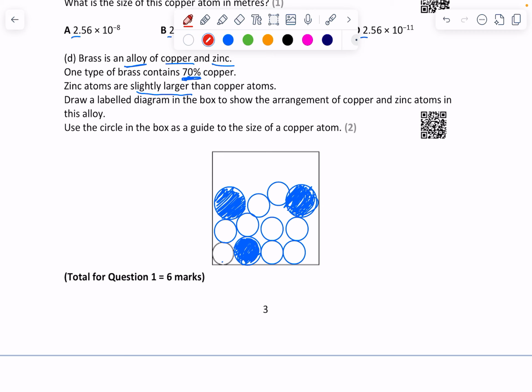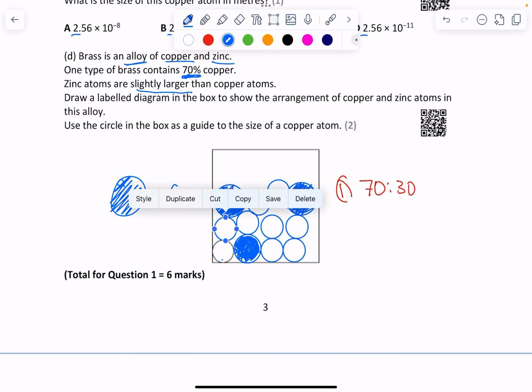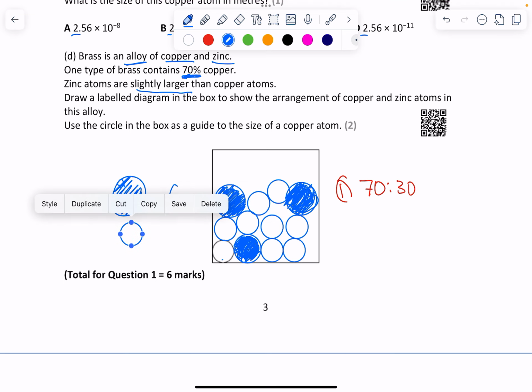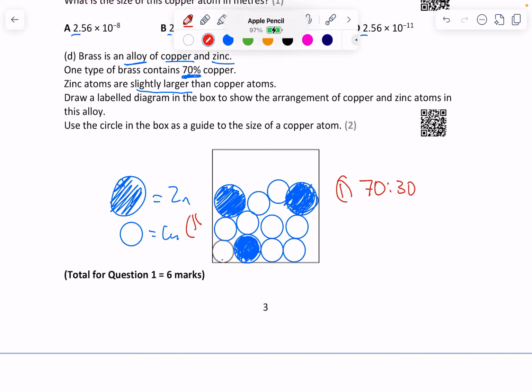So marks wise here, you're going to get 1 mark if you get that right ratio of 70 to 30 or 7 to 3, because there are only 10 of them. And then I would make sure to get the second mark. I would over here do a little key and say that those coloured in ones are my copper, and these smaller ones, in fact, they're the zinc, aren't they? Because zinc's larger. So Zn, and this is copper, and then you can see the key. So 1 mark for correctly labelling things with a key, and 1 mark for getting the ratio of 7 to 3 or 70 to 30.